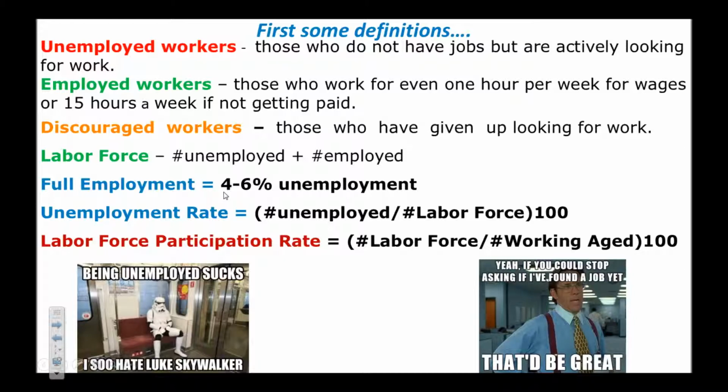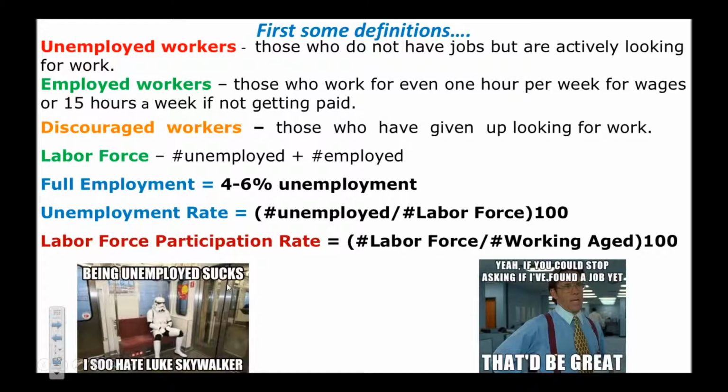To calculate the unemployment rate, all you do is you take the number of people that are unemployed and you divide by the number of people that are in the labor force. Again, those definitions are important. And then you multiply that by 100 and it gives you an unemployment rate.